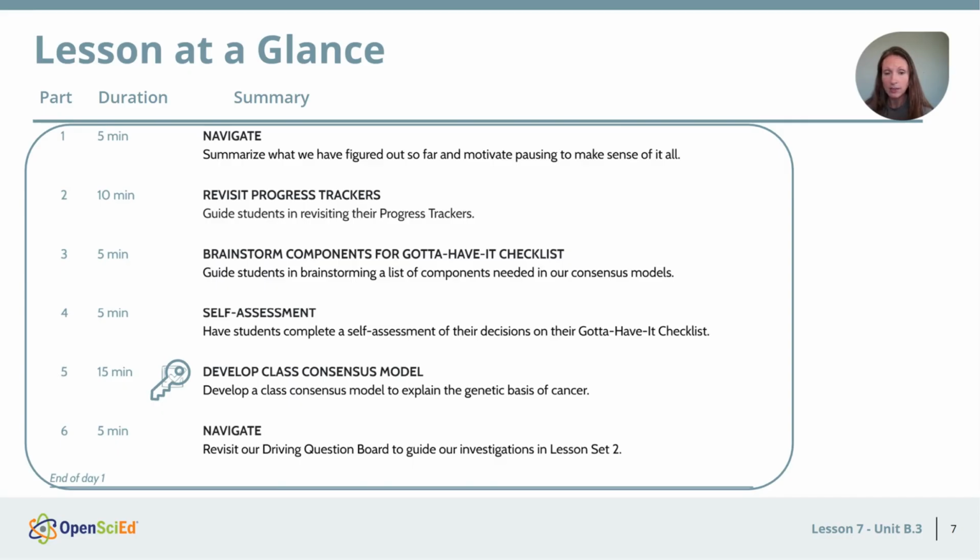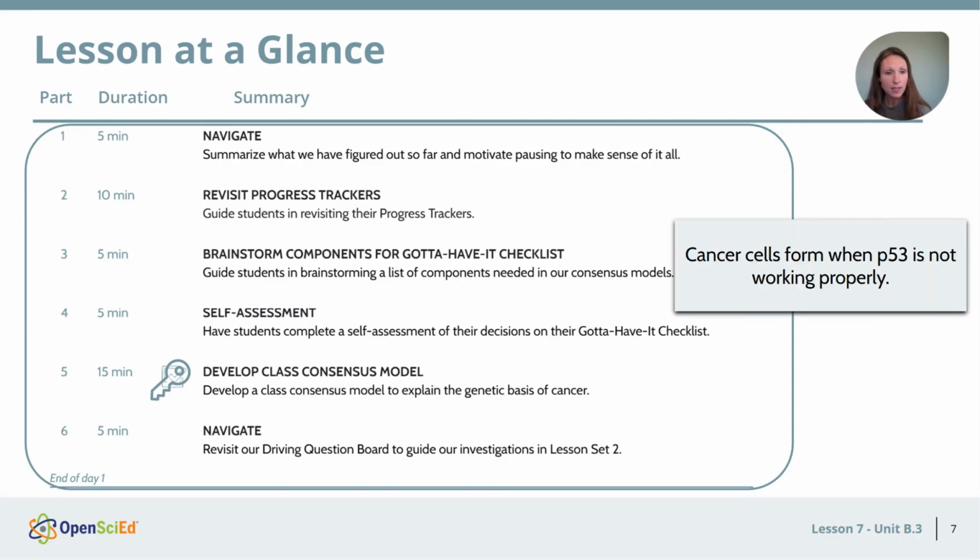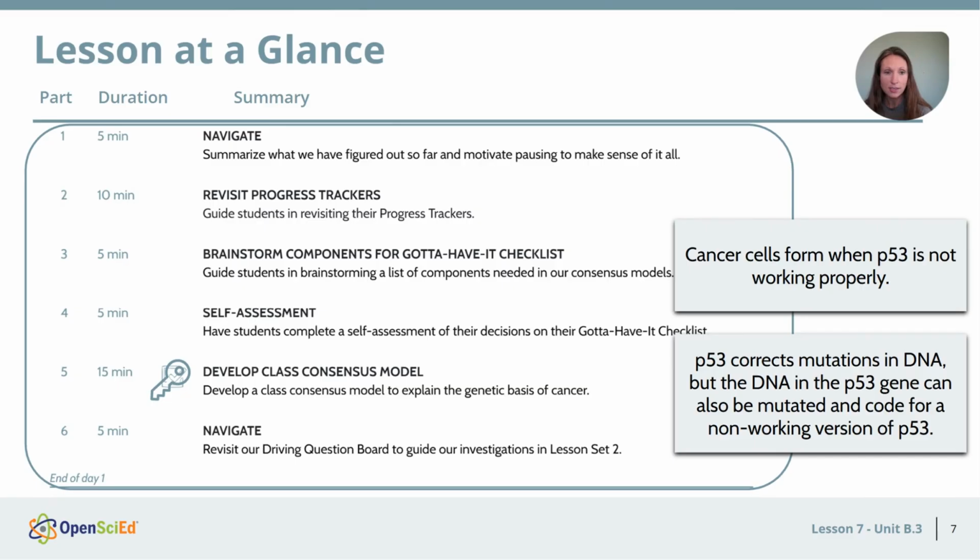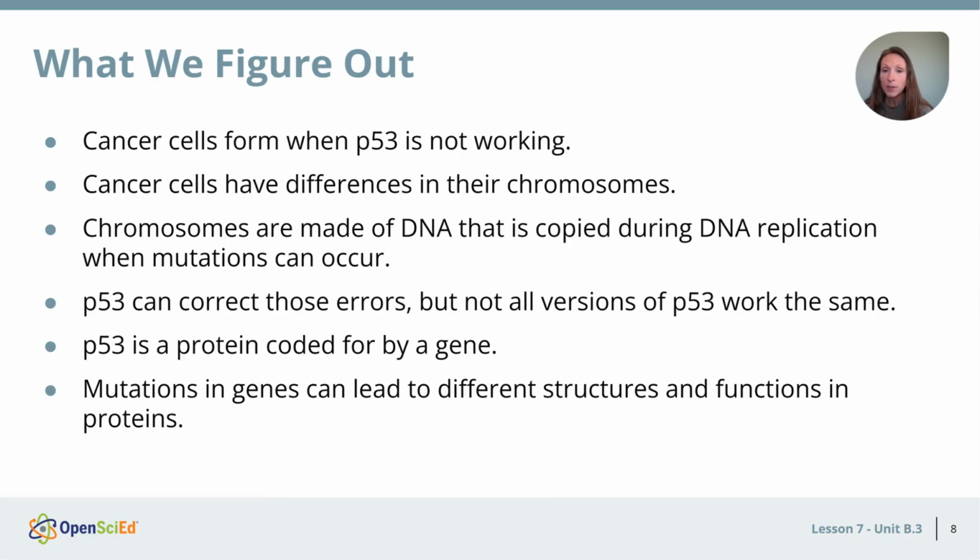Although we don't figure out anything new in this lesson, we agree that cancer cells can form when the p53 protein isn't working properly, and that while p53 corrects mutations in DNA, the DNA in the p53 gene can also be mutated and then code for a version of p53 that doesn't correct these mutations. By the end of Lesson 7, we figure out how everything we've learned so far in the unit fits together to explain the genetic basis of cancer. There are a lot of ideas we bring to this lesson. Here's a list of things we hope will be discussed and even captured on the class consensus model.